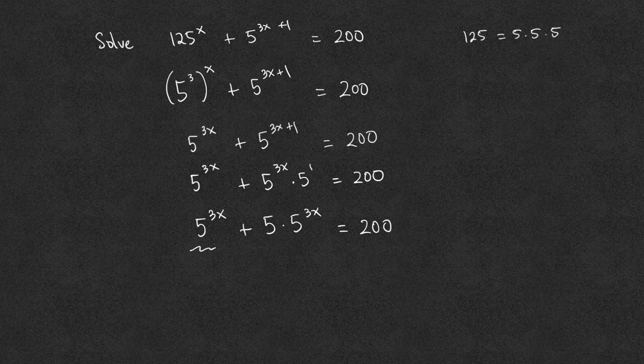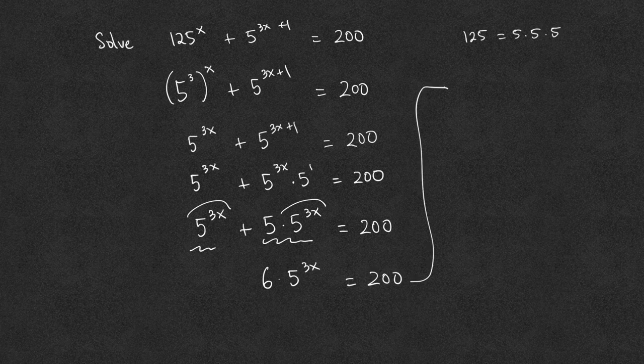These are what we call like terms. 1 of 5 to the 3x plus 5 of 5 to the 3x. The total is 6 of 5 to the 3x. And the right hand side is 200.